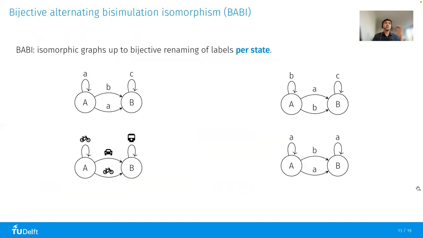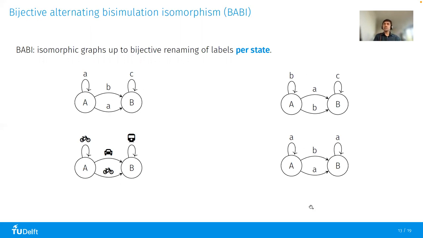What is BABI? It's the bijective alternating bisimulation isomorphism. It's an isomorphism on graphs up to a bijective renaming of labels per state. So these two graphs here, they are easily isomorphic modulo renaming of labels because I can just replace A's by bicycles, B's by cars, and C's by trains. And here I'm just flipping A and B, comparing these two.